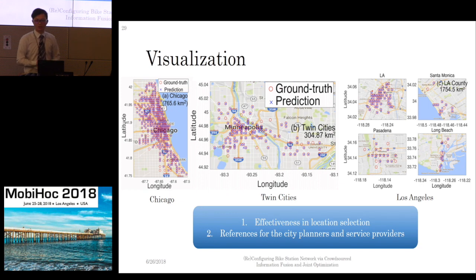Finally, we visualize the overall result of the three cities: Chicago, Twin Cities, and LA. The red circle is the ground truth, and the blue cross is the prediction. Overall, our scheme shows effectiveness in location selection, and we believe our scheme can serve as a reference for the city planners and service providers.